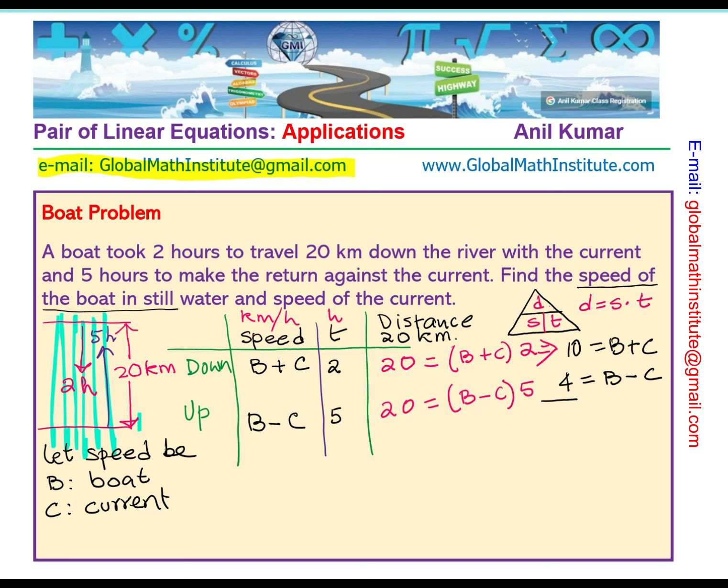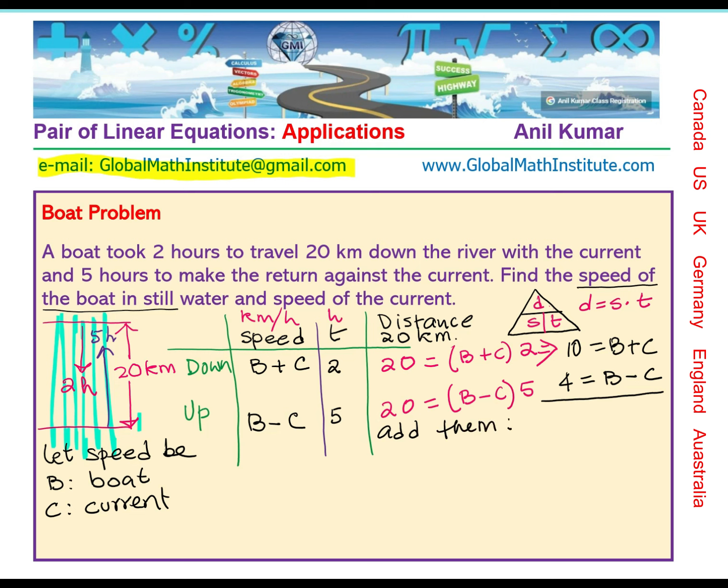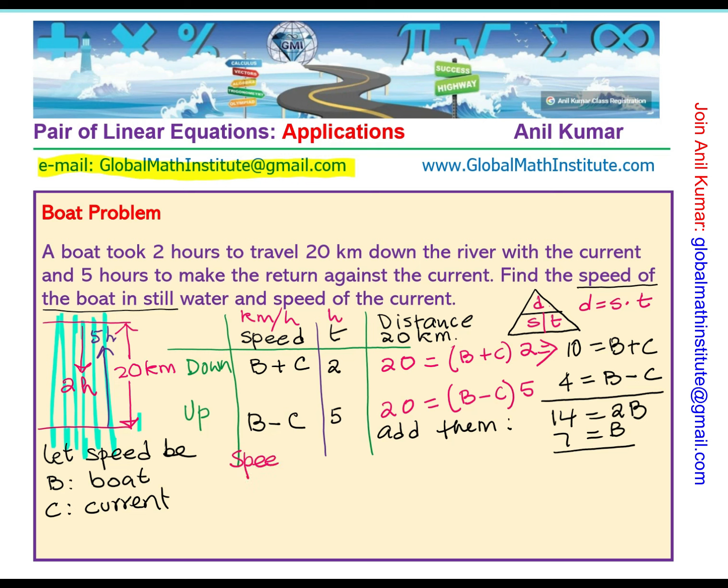Now what happens when you add them up? So we'll add these two equations. 10 plus 4 is 14 and b plus b is 2b. c and minus c cancel and therefore we have 14 equals 2b. Dividing by 2, we get 7 equals b. So the speed of the boat is 7 kilometers per hour. So we get one answer, which is the speed of the boat: 7 kilometers per hour.